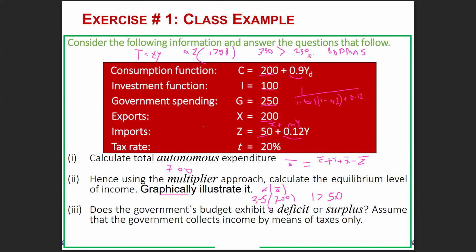because the revenue is greater than the expenditure. So if you say 350 minus 250, you're going to get 100. So the surplus is 100.